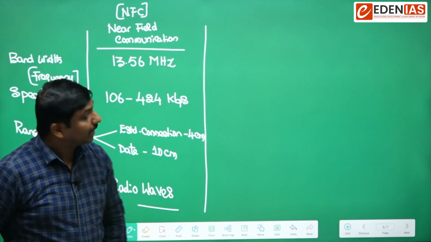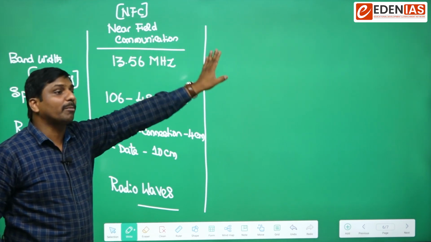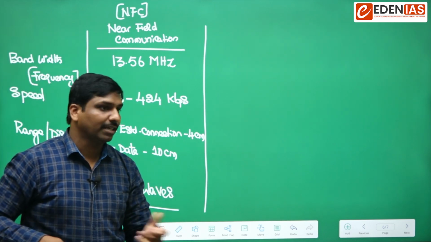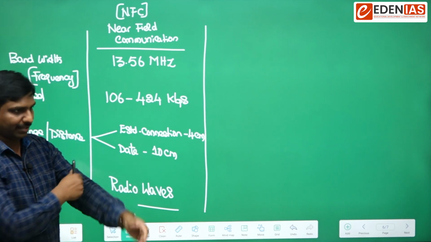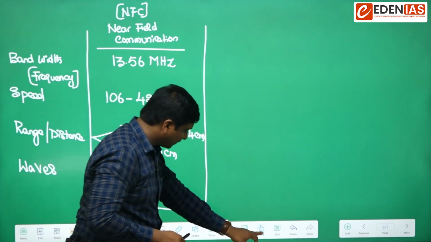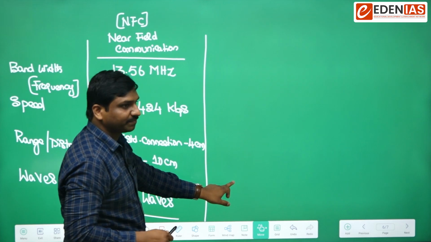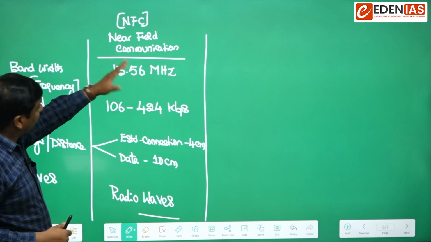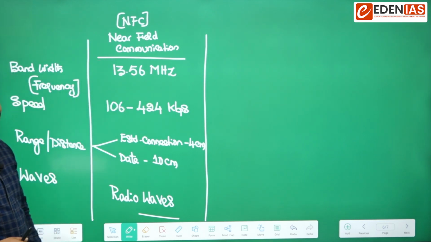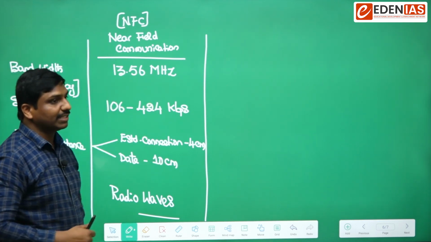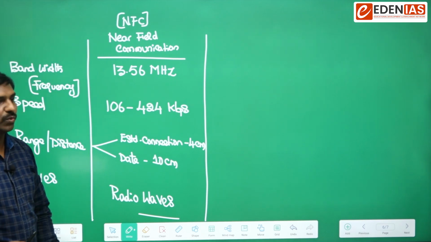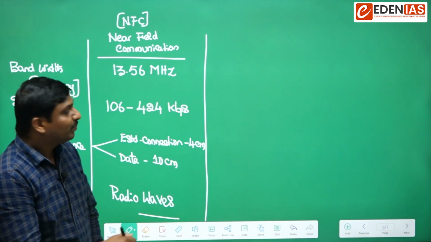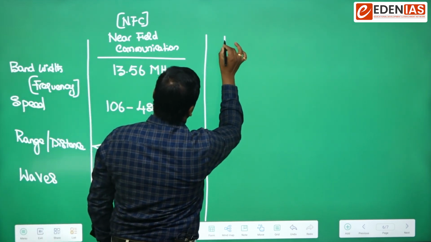Bluetooth's entire properties will change. We'll see what they are. Nevertheless, it's a kind of wireless transmission connection. With respect to near field communication, it works with exactly the 13.56 megahertz frequency, and NFC devices work efficiently with it. The next one is Bluetooth.